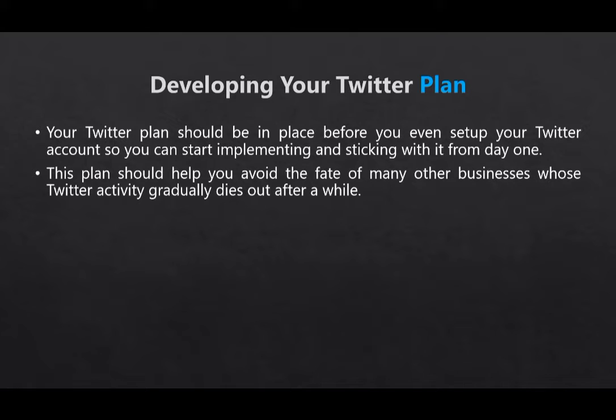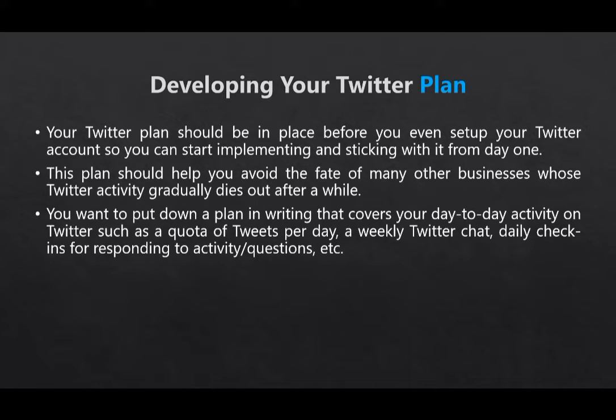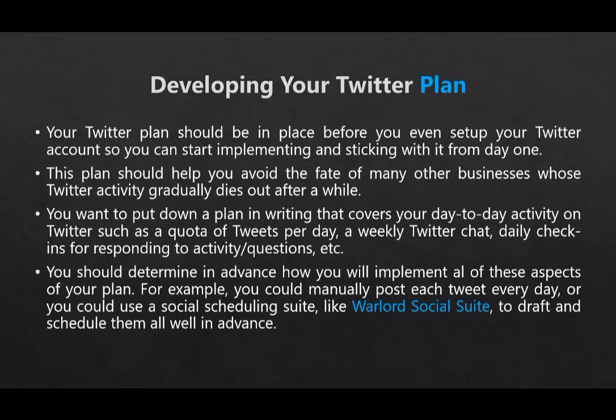So generally, you want to put down a plan in writing that covers your day-to-day activity on Twitter. For example, maybe you'll send out 2 tweets per day, Monday through Saturday. Maybe you or one of your team members will do these tweets manually each day. Otherwise, perhaps your weekly plan will include 1 hour every Sunday where you draft and schedule each of your tweets for the coming week using a social media scheduling tool like Warlord Social Suite, sort of an internet marketing-friendly version of Hootsuite. Then, maybe you plan on participating in Twitter chats once each week to grow your following and network. Finally, your plan should include at least a daily check-in, preferably more than once per day, in which you check for questions, mentions, retweets, etc., and reply to them accordingly.